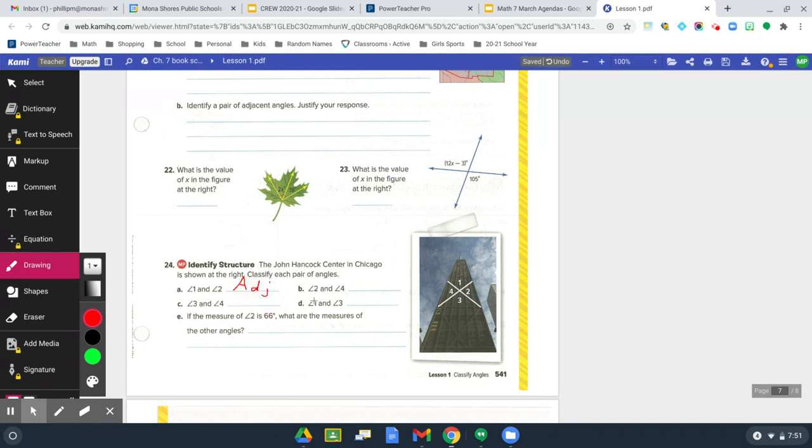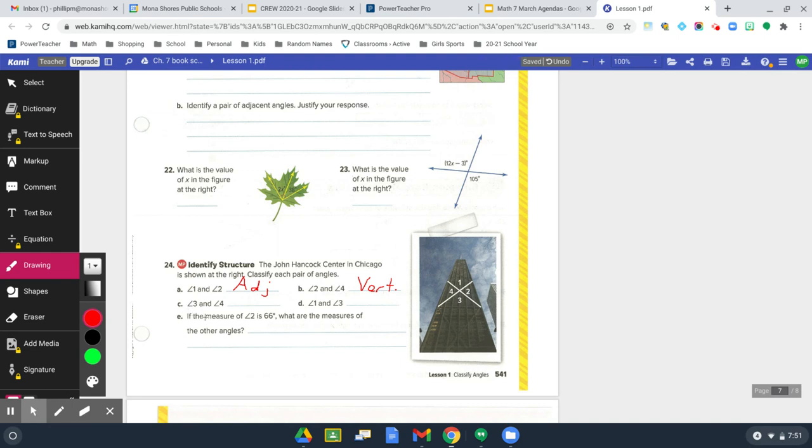Letter B, angle 2 and angle 4. 2 and 4, directly opposite of each other. It looks like they're also the exact same angle measurement. Those are vertical. Just abbreviating here.